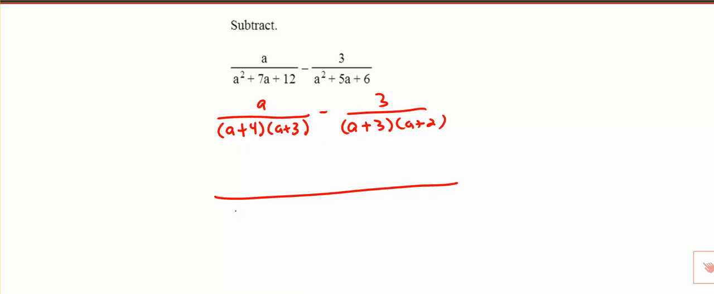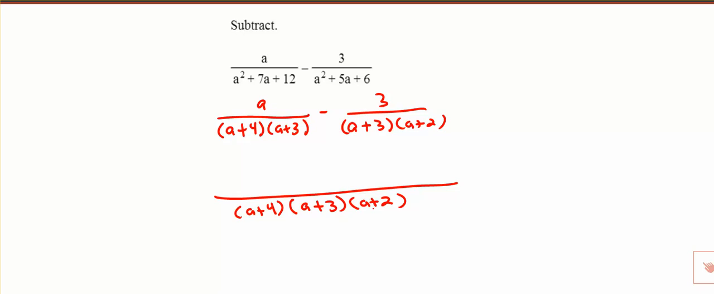With the problem we have, a plus 4 is only listed once. We have a plus 3 listed once in my first fraction, once in my second fraction, so the most amount of times that is listed in any one fraction is just one time. And then we have a plus 2 that's listed once in the second fraction. So that will be my common denominator. Again, the a plus 3 is only used one time because that's the most amount of times that it's listed in any one fraction.